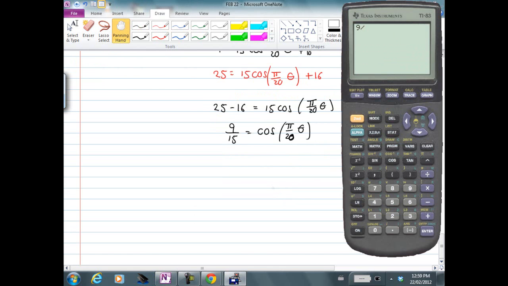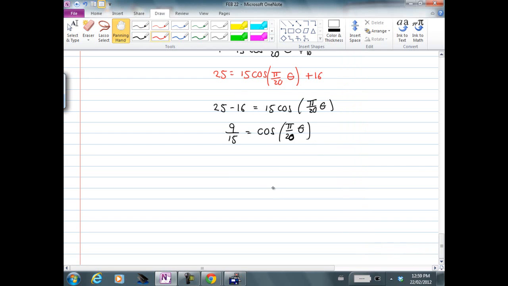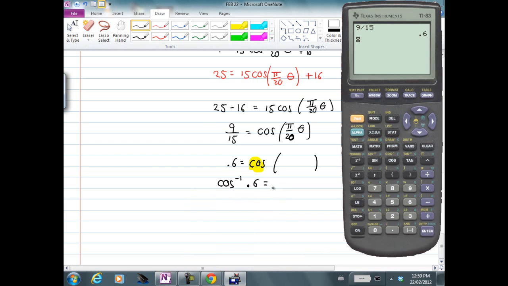So let's write down 0.6 equals cos, and I'm just going to leave all that stuff inside the bracket for now. The question is, back in grade 10, you were taught how to get rid of cos. Inverse cos. So to get rid of cos, we're going to use a special function called inverse cos. Cos inverse of 0.6. So punch it in. Second function, cos. You should get that on your TI-83. You got 0.927. So let's write that down.